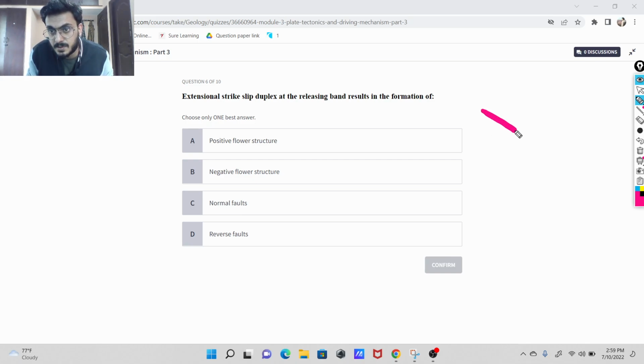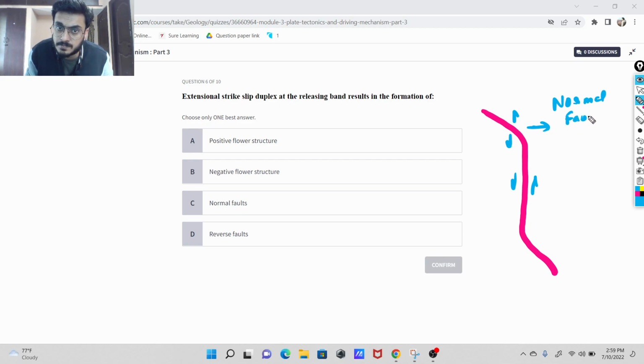Suppose the boundary is like this, and here is your strike-slip fault like this. If you move like this, here it will become extensional, if you see it. So here, in this case of extensional bend, we will get a normal fault plus strike-slip. So this normal fault plus strike-slip will give a structure which is known as the negative flower structure.